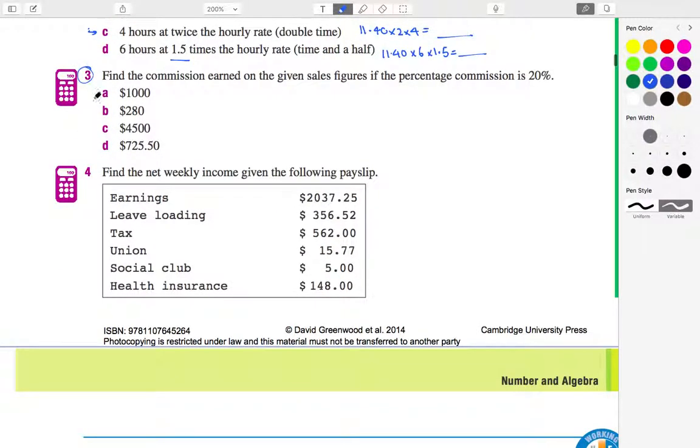Now looking at question 3, find the commission earned on the given sales figures if the percentage commission is 20%. So essentially, what is commission?